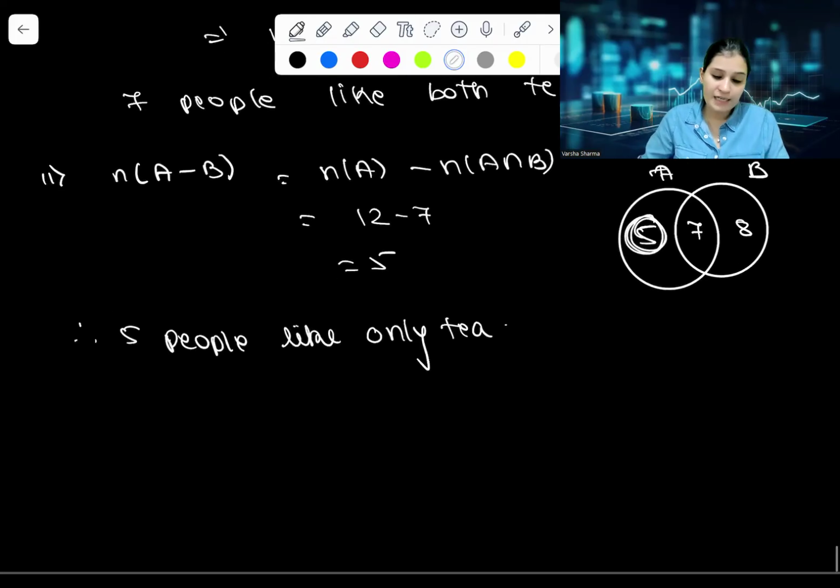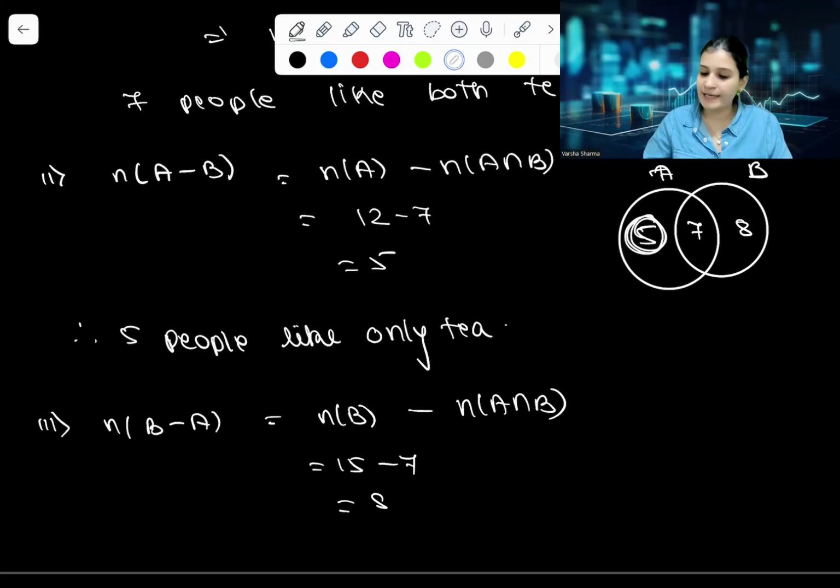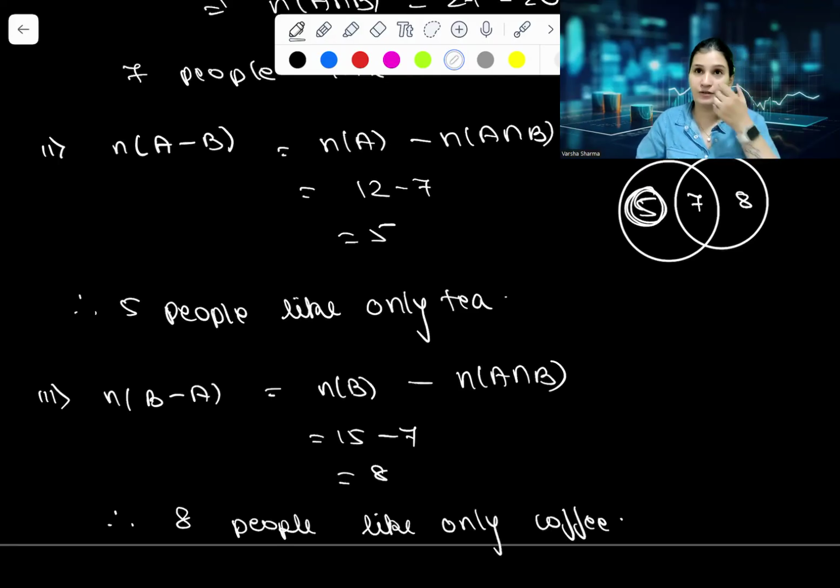Yes. How many like only coffee and not tea? So this will be B minus A. From the circle of coffee, subtract the common one. So from 15, let's subtract 7, that is 8. Therefore, 8 people like only coffee. Understood?